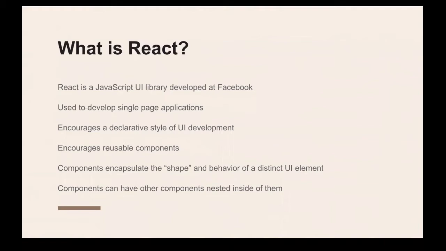And what components do is that they encapsulate the shape. The shape is what's inside of it, its different constituents, like a paragraph, a heading and so on. And the behavior. So what happens when you click a part of that component? That's another thing that the component encapsulates. Components can also have other components nested inside of them. We will talk about that.